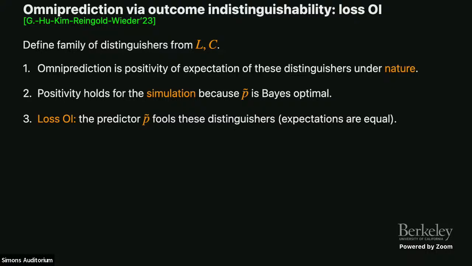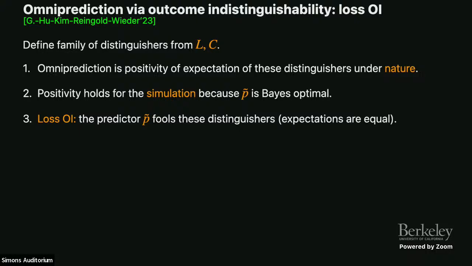Now, loss OI, if we can enforce it, will ensure that the expectation of the distinguisher under these two distributions is the same, right? So that is what loss OI does. Given a family of distinguishers, a predictor which is loss OI ensures that the expectation of the distinguisher under these two distributions is the same. If we can ensure this, we are done. Why are we done? The expectation is positive under the simulation. We said that this is easy to prove. We want omniprediction, which is positivity of the expectation under nature's distribution. And if these expectations are equal, one is positive, the other is also positive.